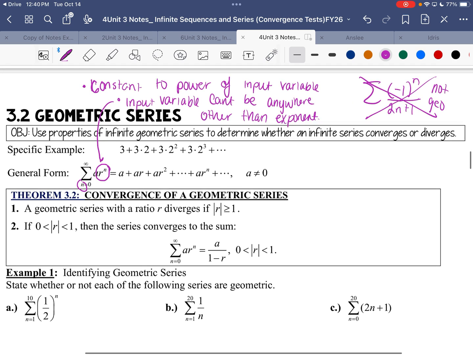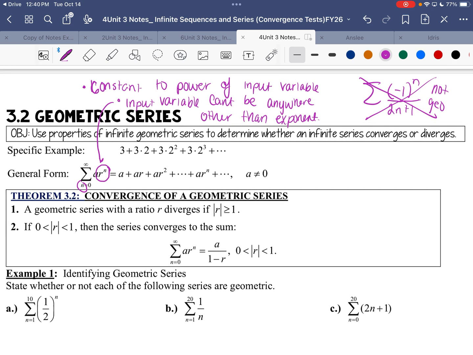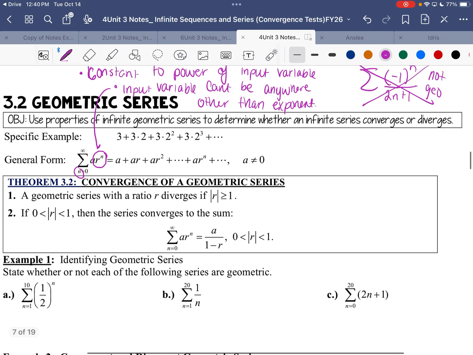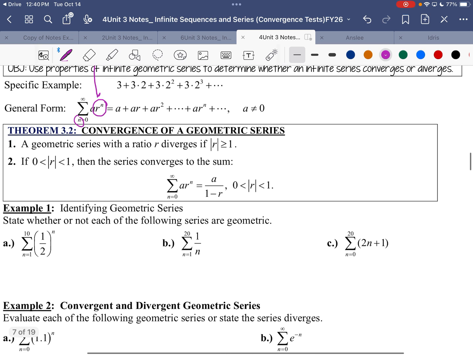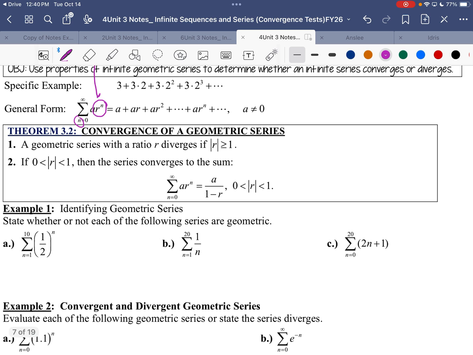So let's look at example 1. Let's look at example 1 before we talk more about geometric series. I want you quietly in your head and on your paper to try to tell if 1A, B, and C are geometric. So say geometric or not geometric. 1A, B, or C.